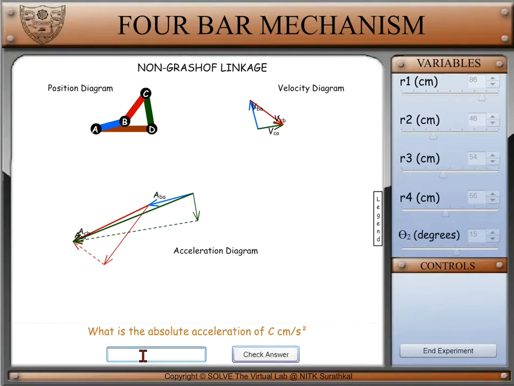What is the absolute acceleration of C? Enter your answer. Check the answer.